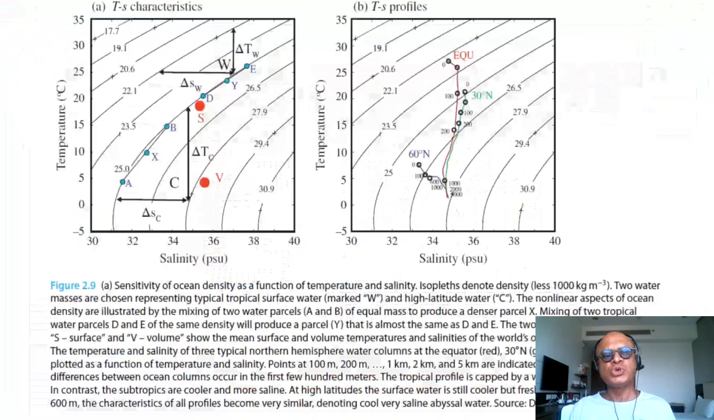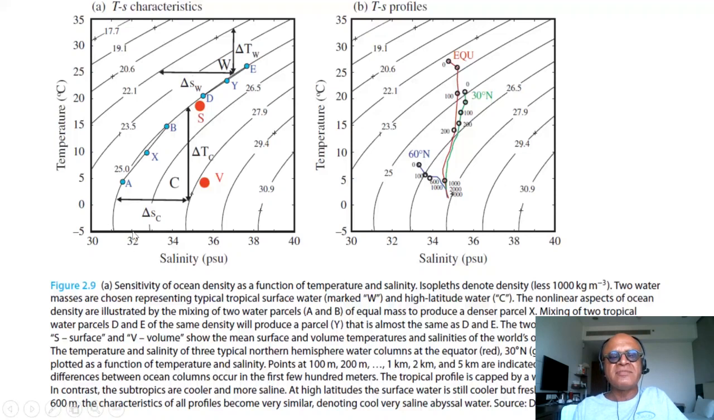Let's get into the ocean now. Ocean typically is characterized by the nonlinearity of its density in terms of a function of temperature and salinity. You're used to fresh water where obviously warm water will have a lower density. Adding salinity increases density of the water, as you can imagine.